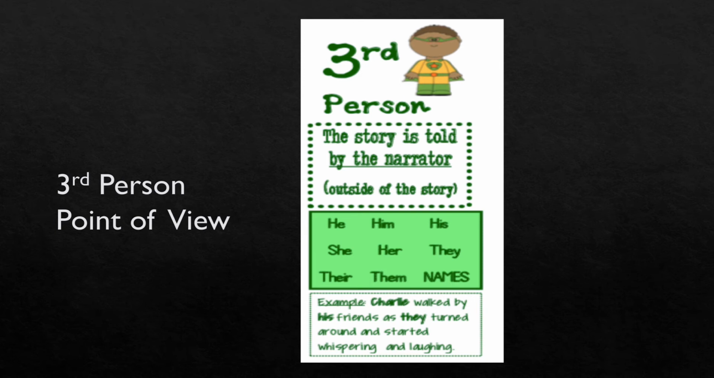So as you can see, the word Charlie is written in bolder print because it's the name of someone. The words his and they are also written in bolder print because the person who is telling the story is telling it from their point of view, how they saw the story happening and the events happening from the outside of the story.